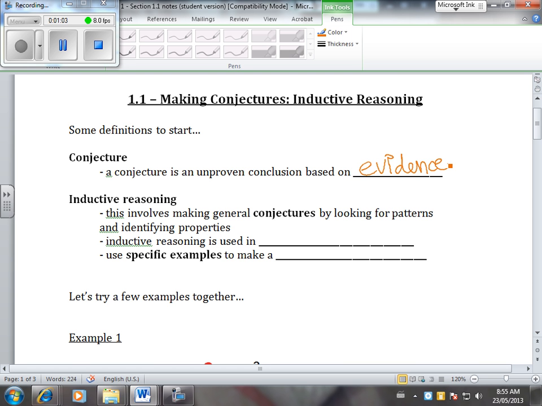So my conjecture could be, the ground outside was wet when I woke up this morning, so it rained. Now I don't know for sure it rained because I wasn't up all night, but the evidence, being water all over the ground, means that it probably rained. Now, maybe the street cleaners came and cleaned all the streets and that was why they were wet. But a conjecture is when you see some evidence and think, well, this is what I think happened, so you make a conjecture.